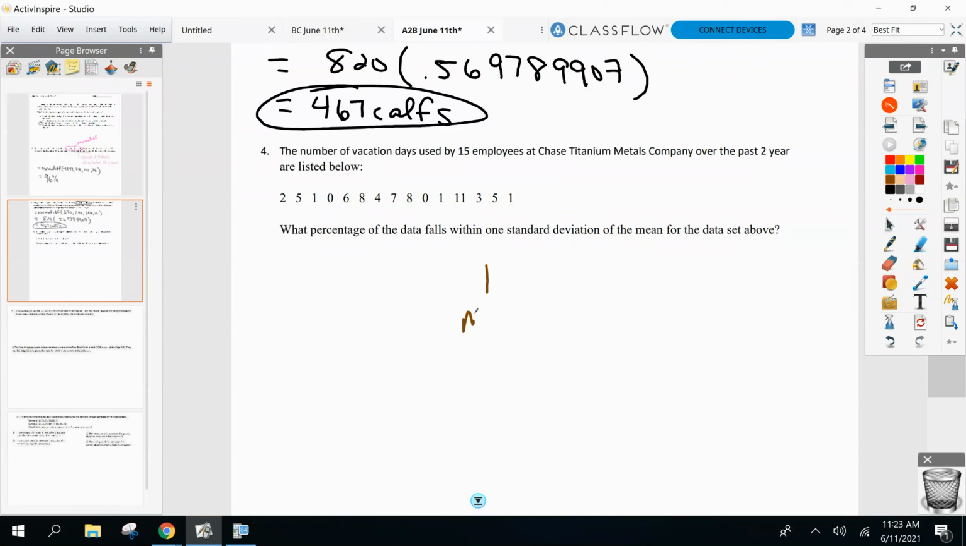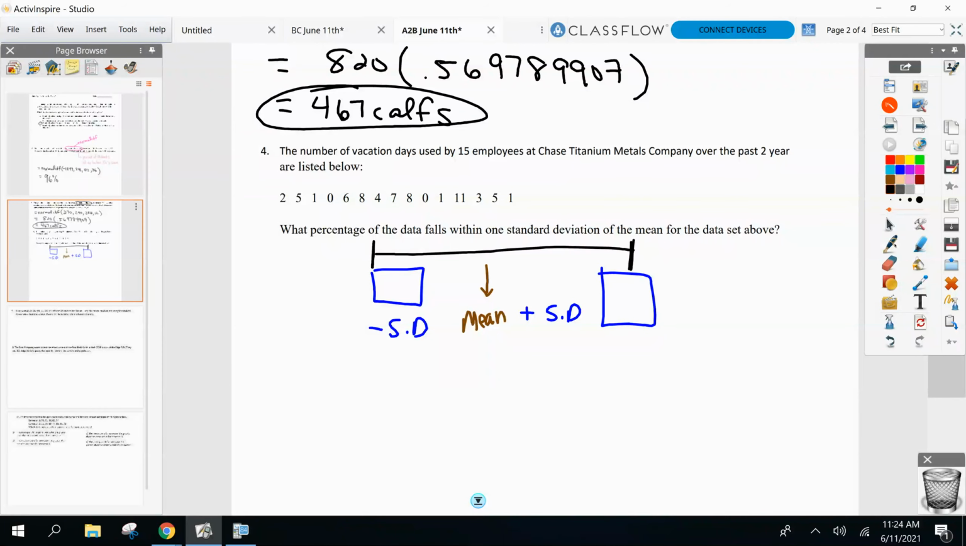So you got the mean right in the middle. Whatever the mean score is, somebody's going to have to help me fill that out. Within one standard deviation means add it to get to this score here, and then I'm going to subtract it to get to this score here. From this score to this score, that is within 1 standard deviation. So I got to add and subtract to find those scores to find out how many are between them.